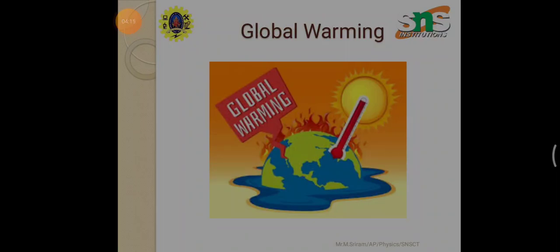The effects of global warming: first, the effect on sea level as a result of glacier melting and thermal expansion of the ocean. A 20 centimeter rise is expected in the sea level by 2030. And the second one, agriculture and forestry.